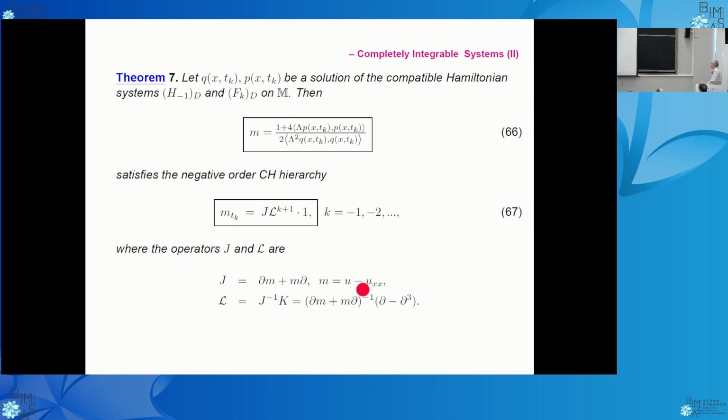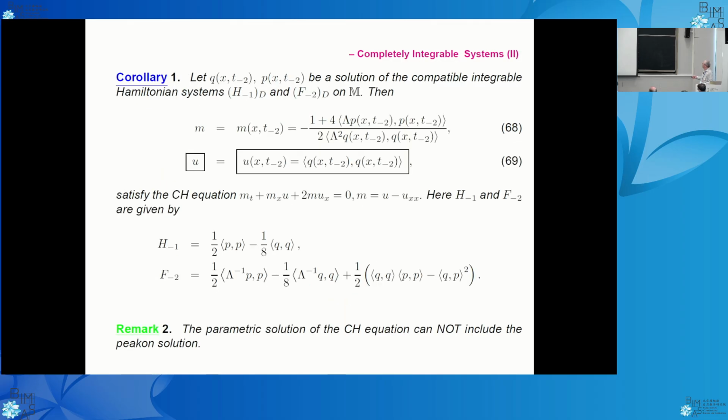So M equals u minus u sub double x. So what is the L? L in integrability is the so-called recursion operator, J inverse K. Of course, you can compute the inverse of partial M plus M partial. So this is a solution for the whole hierarchy. Of course, at the moment that is an exact solution but not explicitly given. So how do we compute M in explicit form? We give the Riemann theta function.